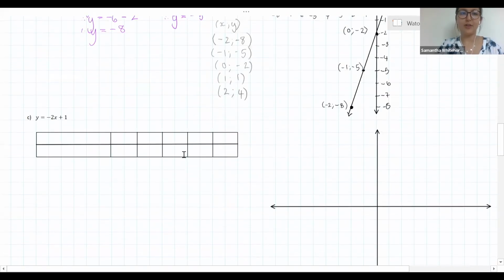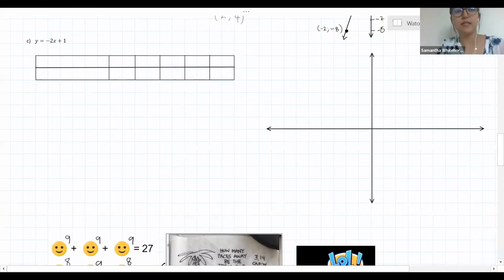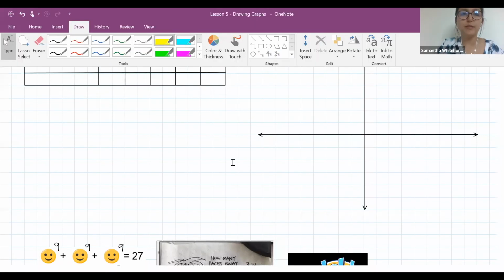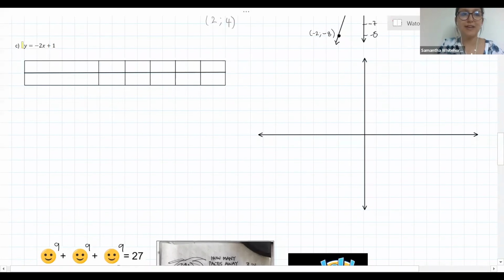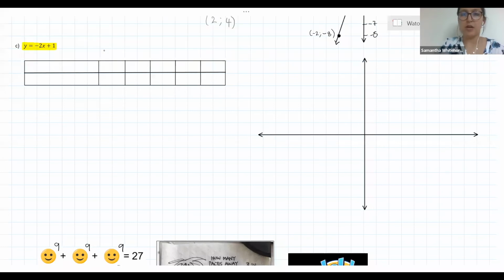Alrighty, so let's have a look at question C. I've got some fun ones that I would like us to try, but let's have a look at this because this is a little bit different to what we've been working with. Once again, we've got our rule. Our rule's a little bit different here because now I can see that I've got a negative in front of my x. So I've got a negative 2x plus 1, but that's fine. We still have our input and our output.